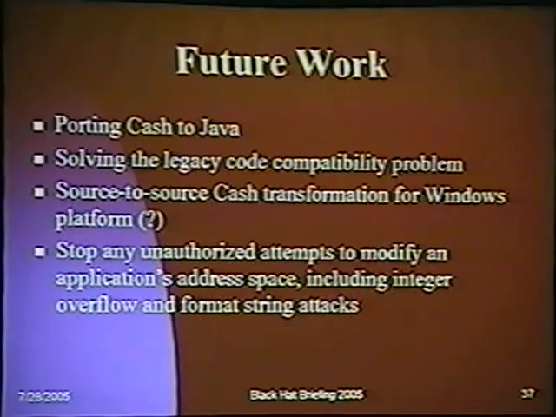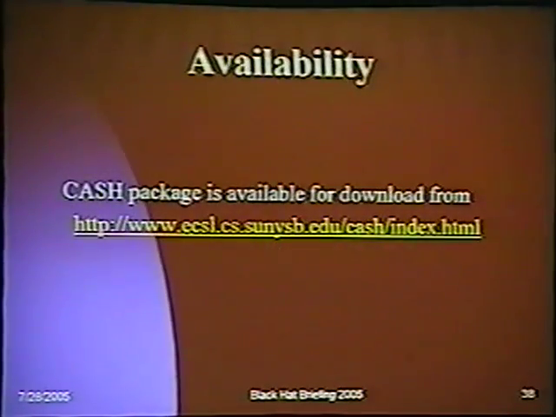So one idea is to implement this by taking users' source code, transforming it somehow, and then compiling using Visual Studio. That would be nice, right? So just having a source-to-source version of CASH can probably solve this problem of not being able to access the source code of the Windows compiler. And then the ultimate goal is to stop all sorts of tampering attempts on the address space.